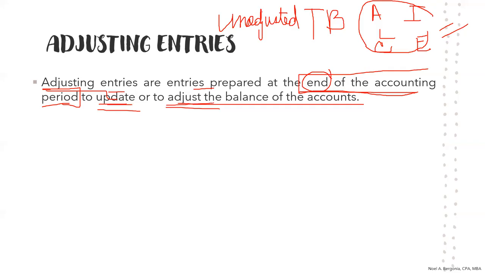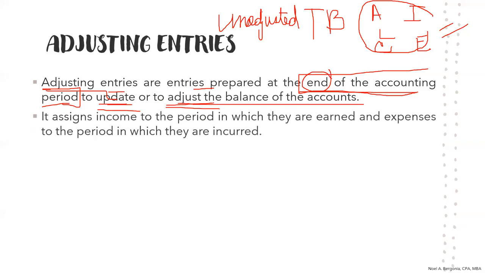Okay, so in addition to this, adjusting entries assign income in the period in which they have been earned. Okay, so di ba meron tayong diniscuss in module number 1 about matching principle. So in matching principle, we should recognize the expense related to the income recognized during the period. So with regards to income, supposed to be whatever have been earned during the period, it should be recorded as income. Moreover, if this is incurred during the period, it should have been recorded as an expense.